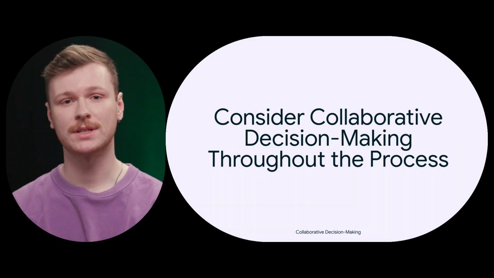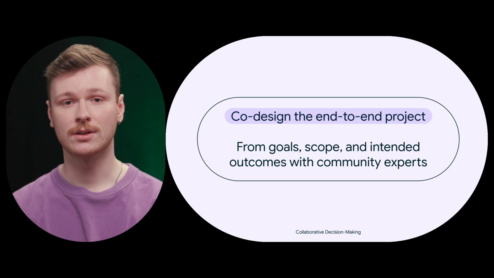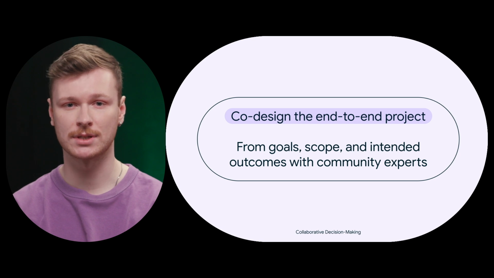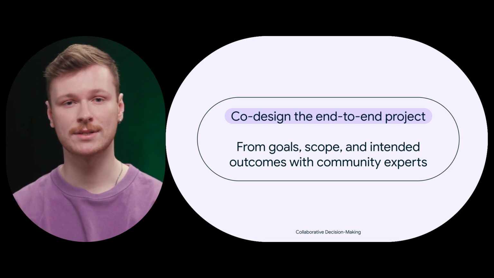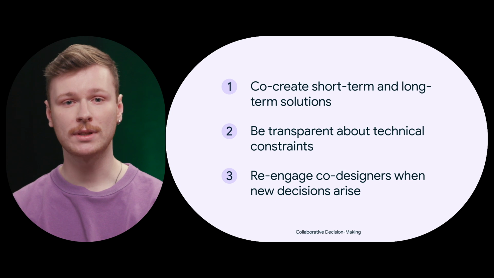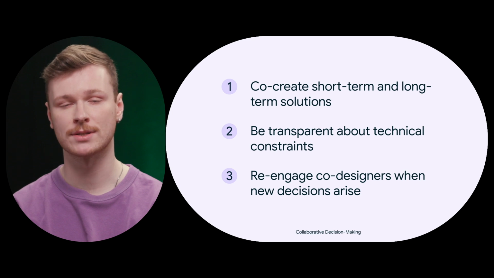Consider collaborative decision-making throughout the product development process. Consider co-designing the entire end-to-end project from goals, scope, and intended outcomes with community experts. This strategy helps to mitigate risks of making inaccurate assumptions and keeps the needs of the community centered. Work with community experts to create short-term and long-term solutions. Be transparent about technical constraints and re-engage co-designers when new decisions arise.